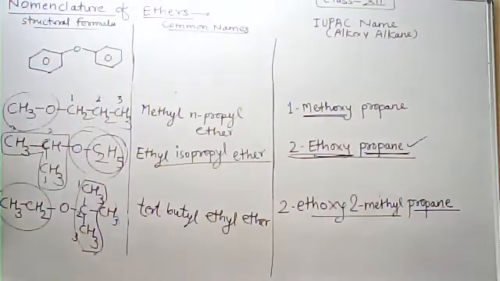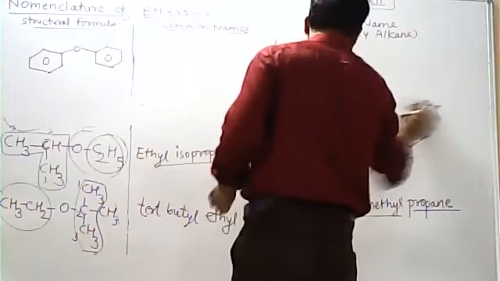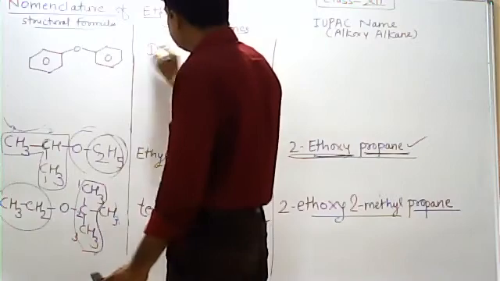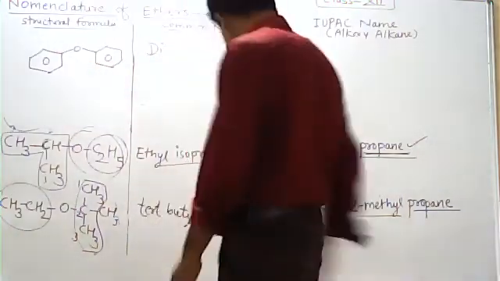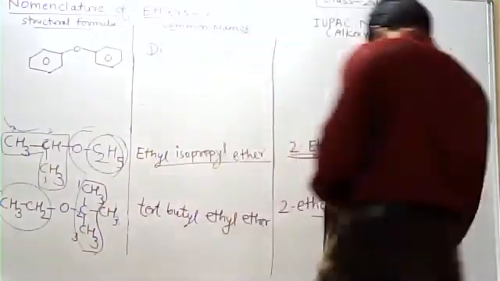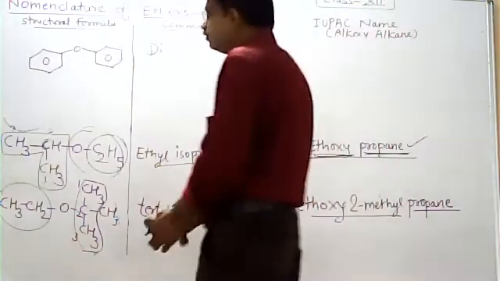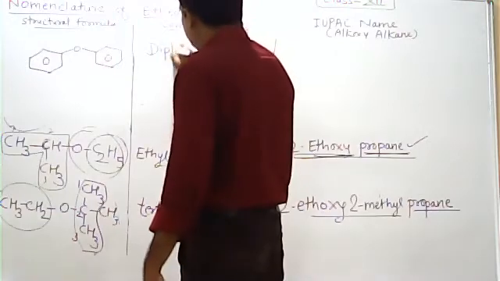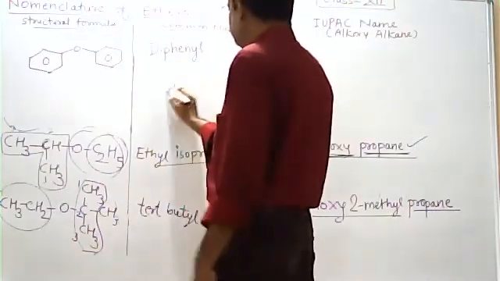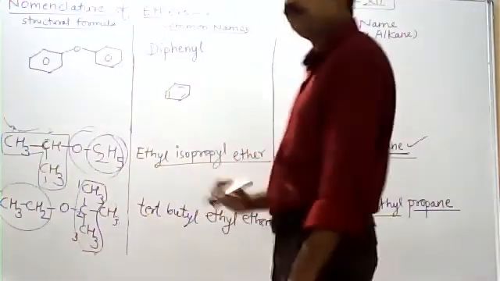This one. What is the common name of this compound? Diphenyl ether. This is simple ether, so use di. Then di what? Phenyl. That's correct. Diphenyl. This is phenyl group. This one is called benzene.